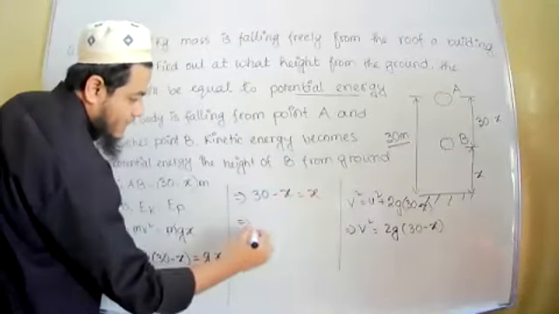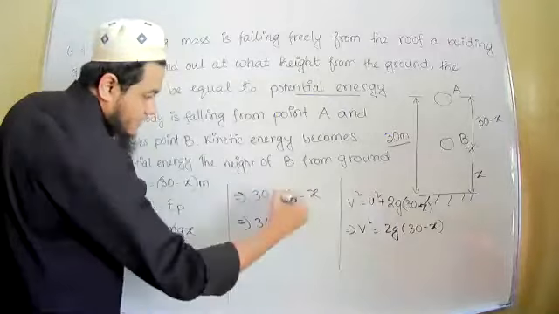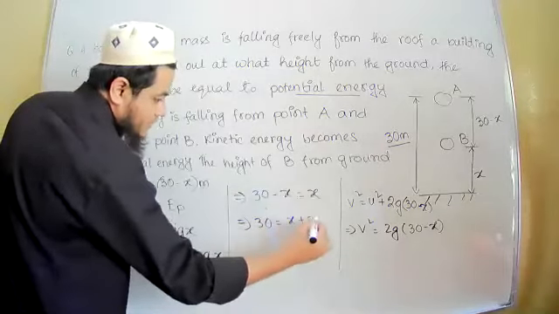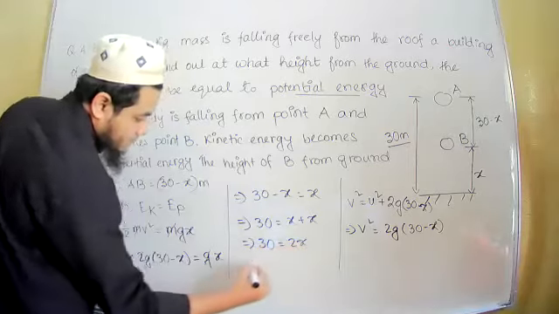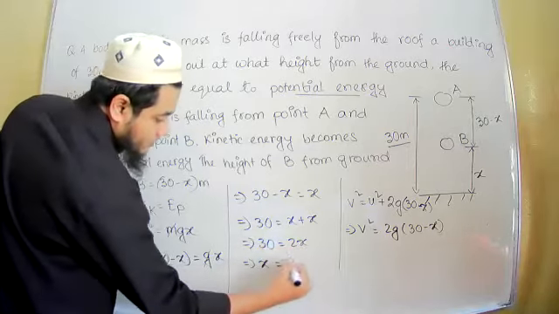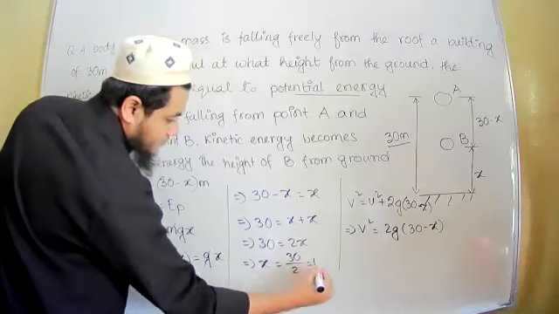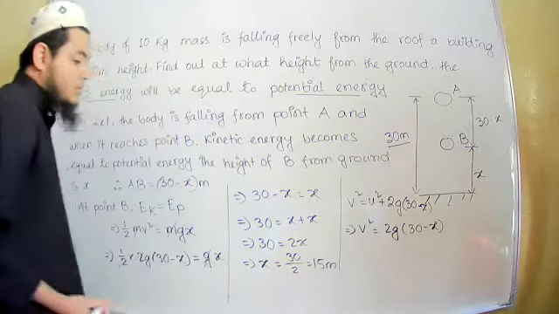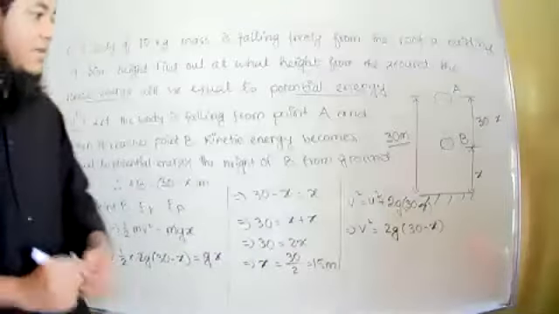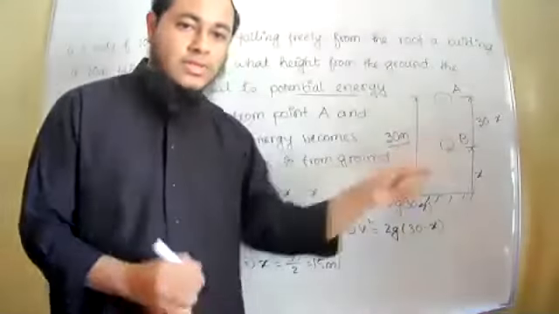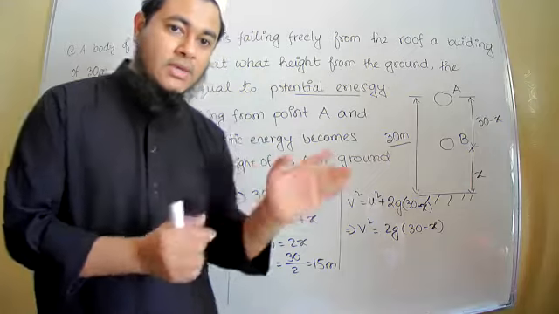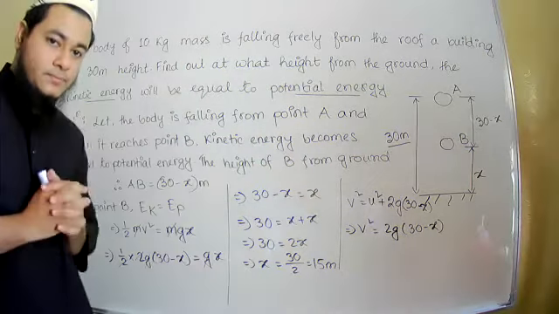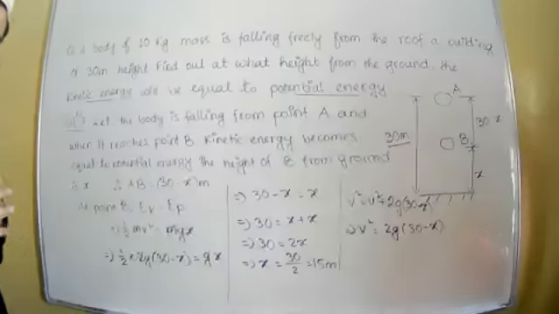We want to find the value of x. So minus x, we will change to that side. So x will be equal to 30 divided by 2, which is equal to 15 meter. So we can say that at 15 meter height from the ground, the kinetic energy will equal the amount of potential energy. Do you have any confusion? No, sir.